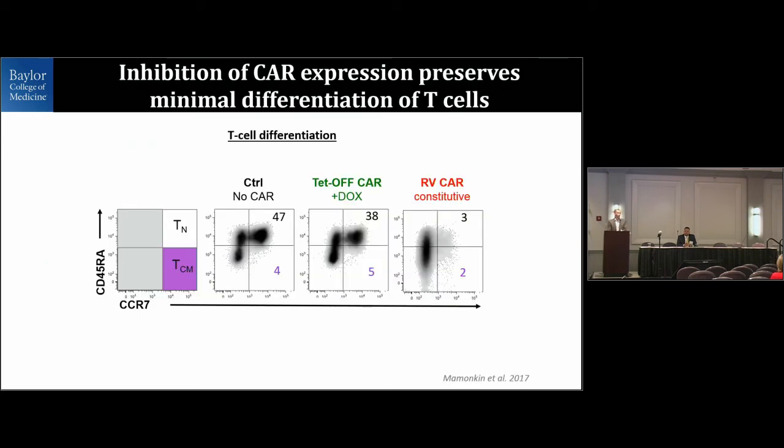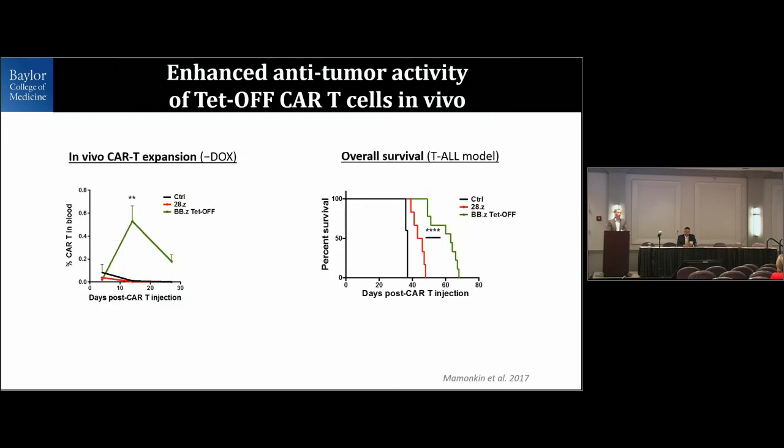One of the biggest advantages of this system is that because there is no CAR expression during ex vivo culture, the cells look intact. Their differentiation is the same as the control cells that don't have any CAR at all, and they retain this beneficial naive-like phenotype compared to the cells that constitutively express the CAR from the retroviral vector. This ultimately leads to better activity in vivo, better expansion, and a better survival advantage, indicating that hiding the CAR expression, deferring it, and letting the T cells express the CAR for the first time after they're infused into the patients actually prolongs their activity and may boost the anti-tumor potential.